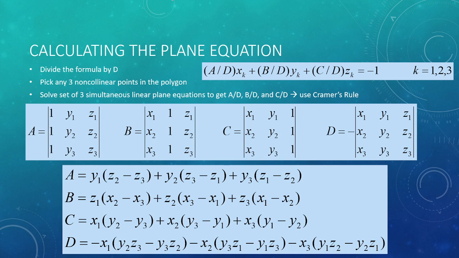So calculating A, B, C, D as determinants of the points (x1, y1, z1), (x2, y2, z2), (x3, y3, z3). Based upon that, we define the different equations. A equals y1 of (z2 minus z3) plus y2 of (z3 minus z1) plus y3 of (z1 minus z2). B equals z1 of (x2 minus x3) plus z2 of (x3 minus x1) plus z3 of (x1 minus x2). C equals x1 of (y2 minus y3) plus x2 of (y3 minus y1) plus x3 of (y1 minus y2). D equals minus x1 of (y2 z3 minus y3 z2) minus x2 of (y3 z1 minus y1 z3) minus x3 of (y1 z2 minus y2 z1).